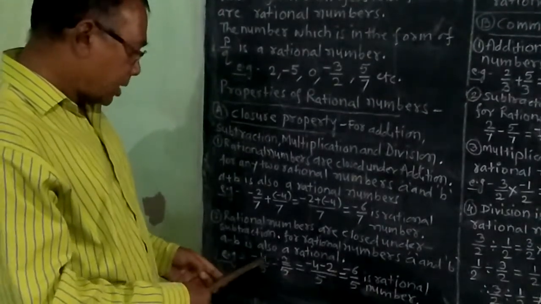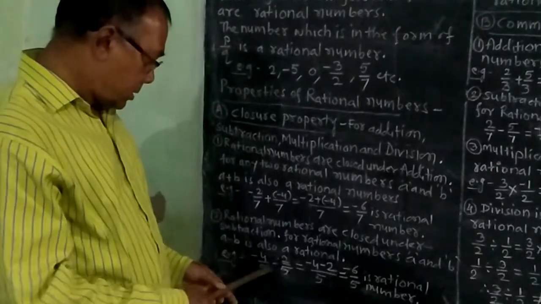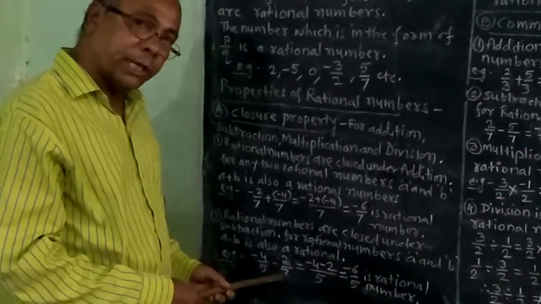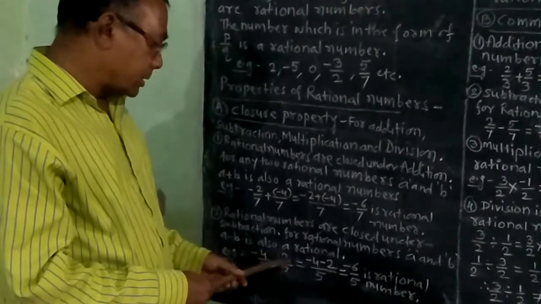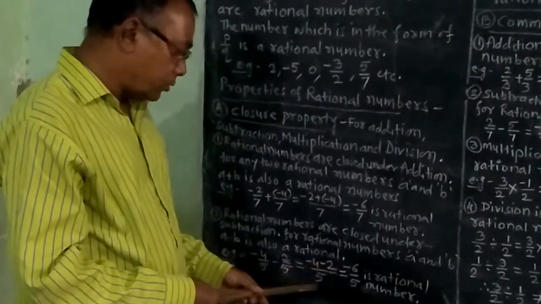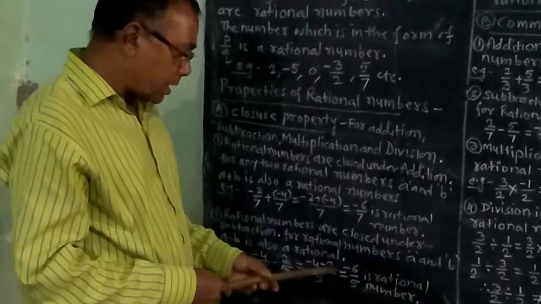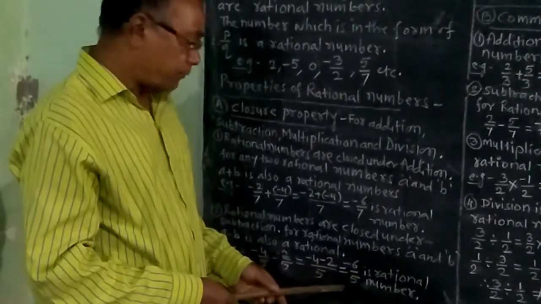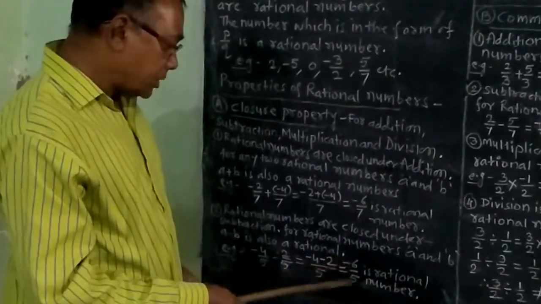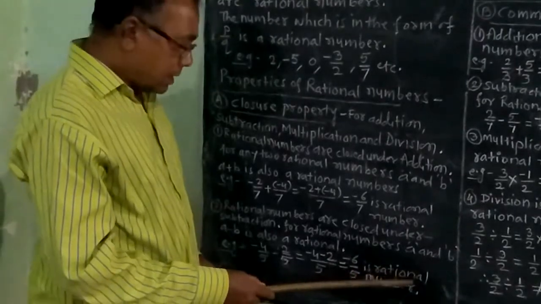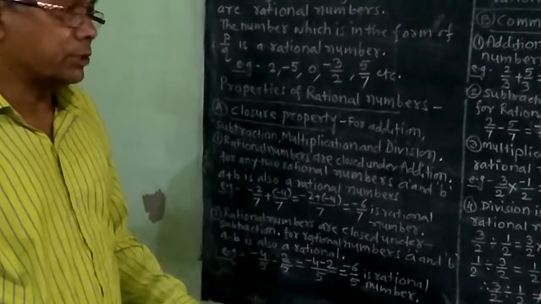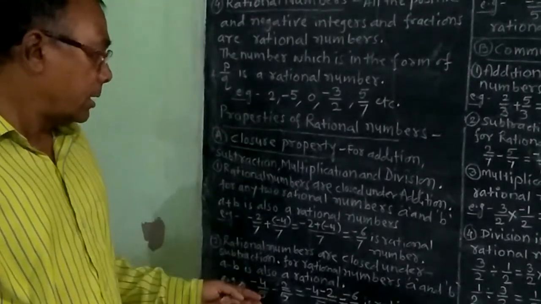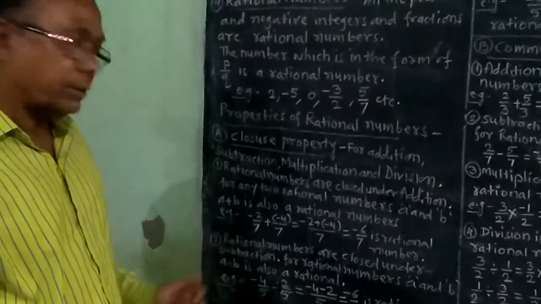Here minus 4 upon 5 is a rational number, minus 2 upon 5 is also a rational number, and therefore subtraction of these two rational numbers is minus 4 minus minus 2 upon 5, and that is equal to minus 4 plus 2, it will be minus 2 upon 5, and minus 2 upon 5 is also a rational number, and therefore we can say that rational numbers are closed under subtraction.